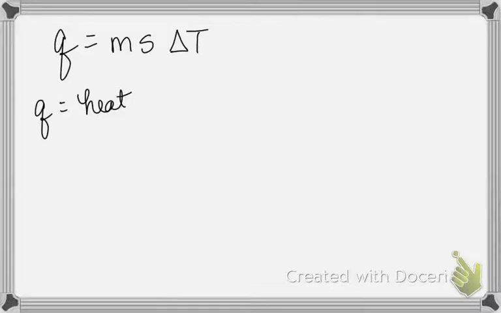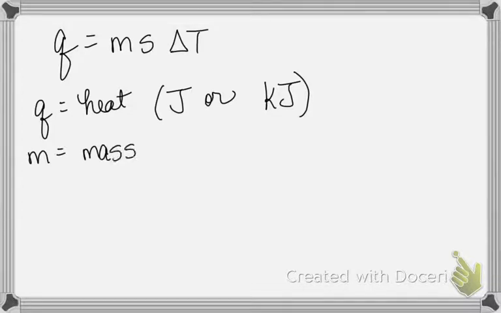We know that the units of heat are usually joules. Sometimes if we're dealing with large amounts of heat, we'll report those units in kilojoules. M, as you would see it in other formulas, is mass. The symbol for M is mass. If you put M after a number, it means meter. But in a formula like this, it means mass. Mass in this equation needs to be in grams.